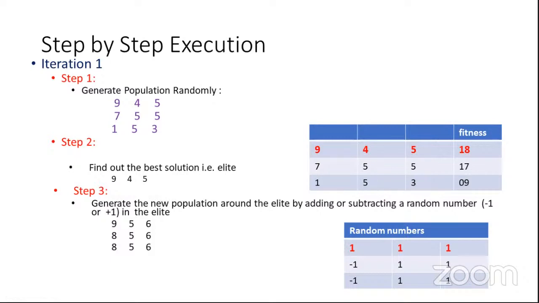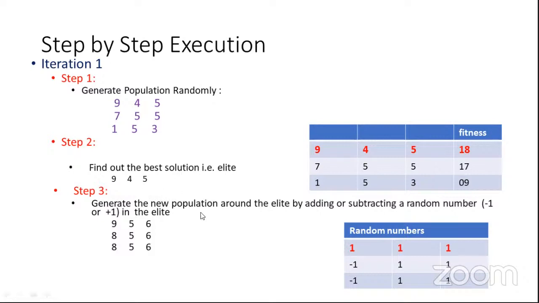Now, which candidate solution is best fit here? Which candidate solution is elite here? It is clear that 945 is best, right? So I will select the best candidate solution from here. Now, the best candidate solution is 945. So step one was the big bang phase. Step two is the big crunch phase. In the big crunch phase, I selected the best candidate solution from here.